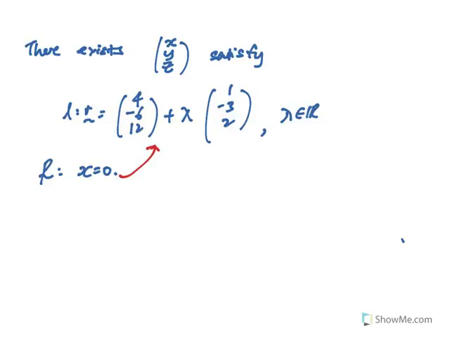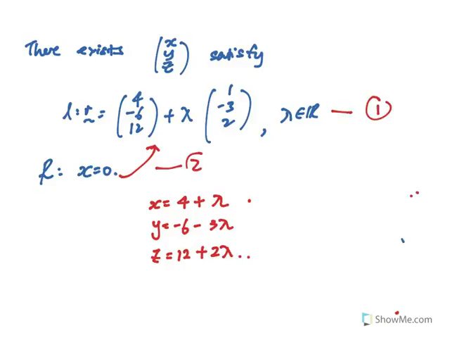So if we take the equation of the plane and satisfy the equation of the line, then we are almost done. For the line, you can see that x equals 4 plus lambda, y equals negative 6 minus 3 lambda, and z equals 12 plus 2 lambda. Comparing this with the equation of the plane, we solve this simultaneously. If we substitute the equation of the line into the plane, we also want x to be 0.